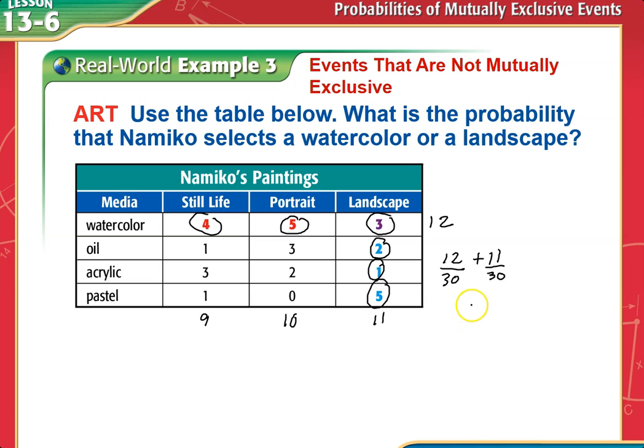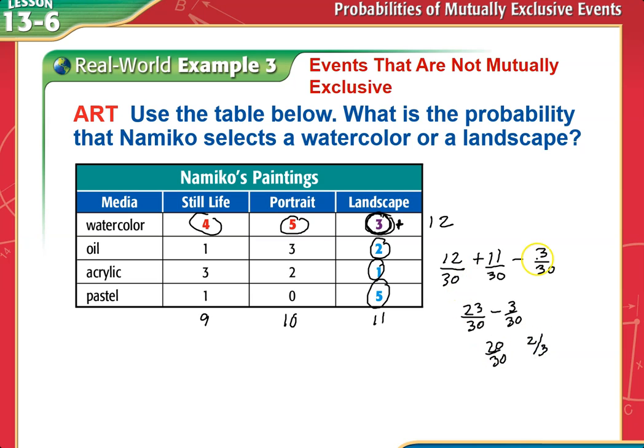Now, you can't just add these together. So we can't say the answer is 23 out of 30. And the reason is, that would mean that we included this one right here twice. We included it in the row, and we also included it in the column. So what we must do is subtract out the 3 out of 30 from our answer. And we get 20 out of 30, or 2/3.